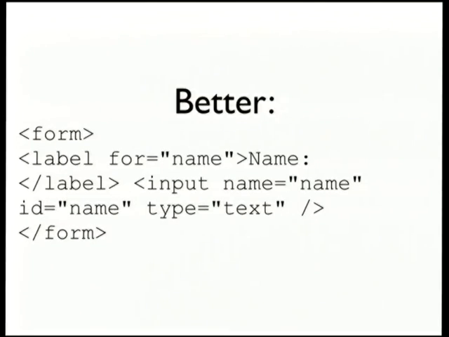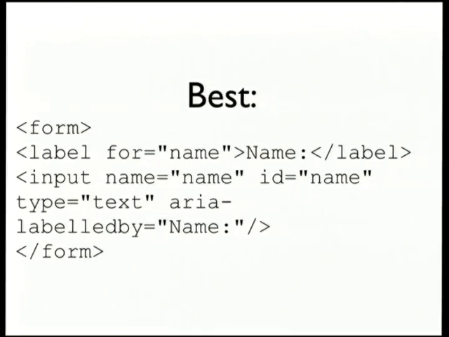So better would be to include the actual explicit label: you have the label for the name field, and then you have the actual name field. And I threw in an ID equals name so that you can do some CSS with it if you really want to make it look pretty. Well, that's better. And if that's all you do, it's still going to be much better than the first version, but the absolute best in this case is this.